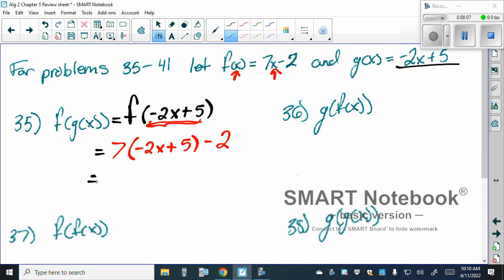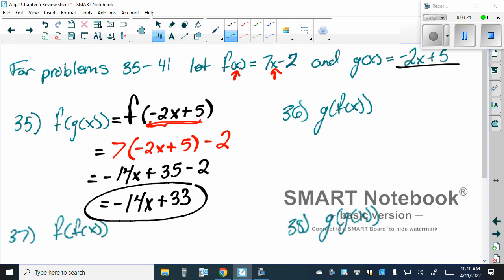Now we just need to simplify this. So 7 times negative 2x is going to be negative 14x, plus 7 times 5 is 35 minus 2. So what we get is negative 14x plus 33. And that's all we have to do for this here.